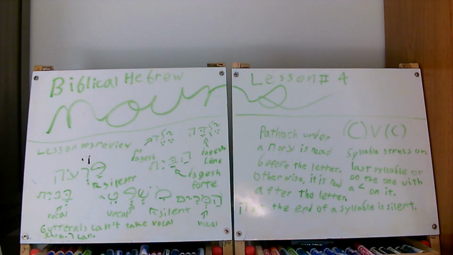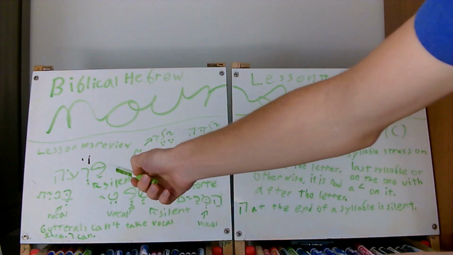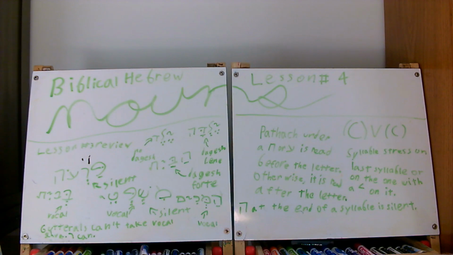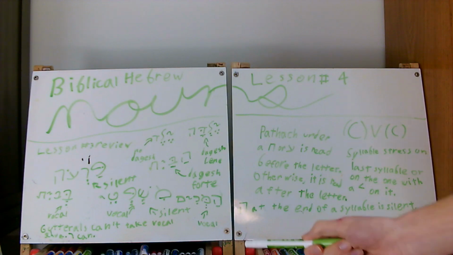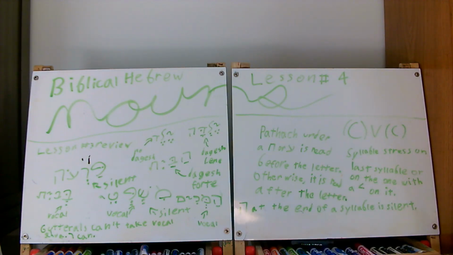So, after a short vowel, schwa is silent. When there are two schwas in a row, the first one is silent and the second one is vocal. A schwa at the beginning of a word is vocal, and a schwa under a letter with a dagesh forte is vocal, because it has to be the beginning of one syllable, so it has to have a vowel. And something I realized I forgot to write and say in the last video, at the end of a word, a dagesh forte is silent. So, yeah, that's all the review, going back over stuff.